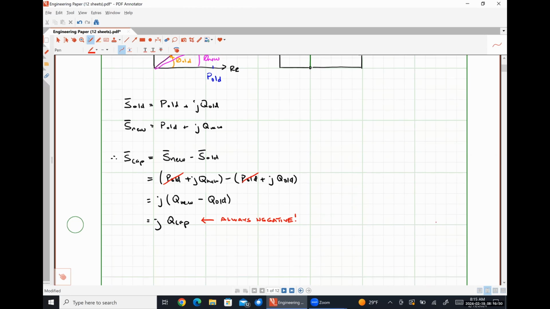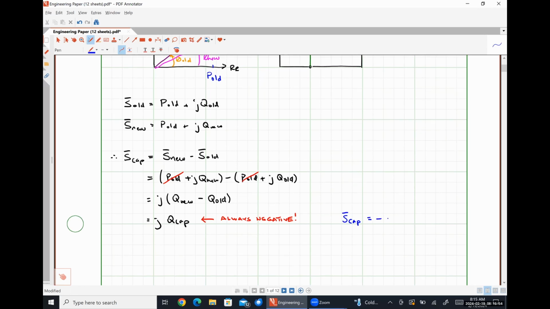So what we can do is we can put this relationship for the complex power absorbed by a capacitor and set it equal to the complex power absorbed by a capacitor that we derived last Friday, right? So that other relationship, which I'll put over here, was negative j omega C times the magnitude of the voltage drop across the capacitor squared.